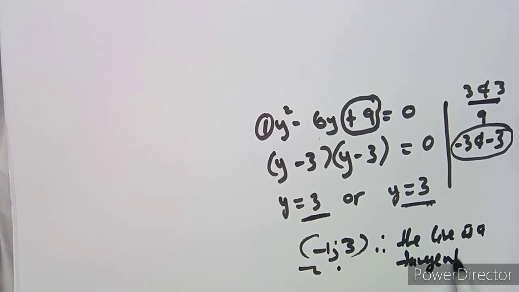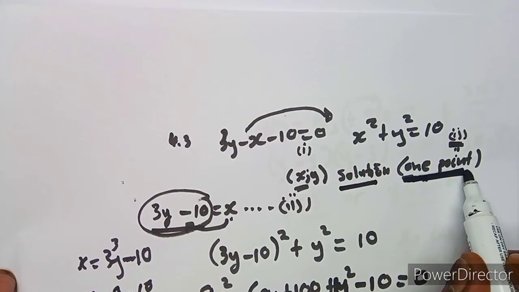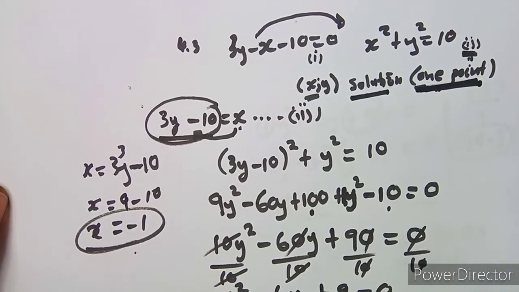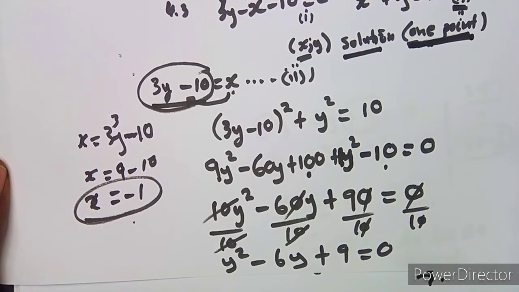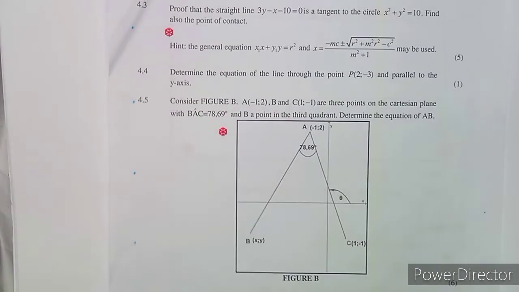Remember, that is what we wanted to prove: if this is a tangent, our solution is going to be one point. If it is a point like that, which is one value, that means it is a tangent. So by just having this, you have proved it. There are so many ways that you can actually do this.